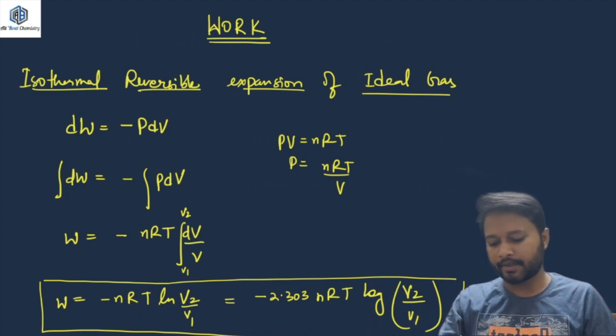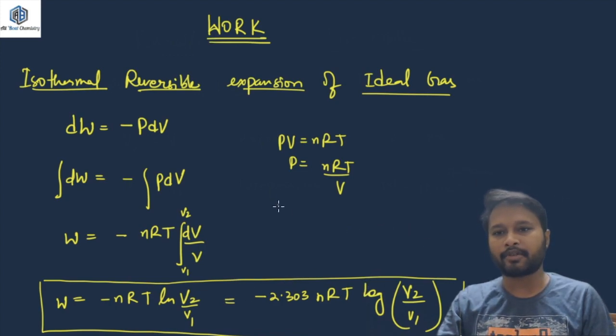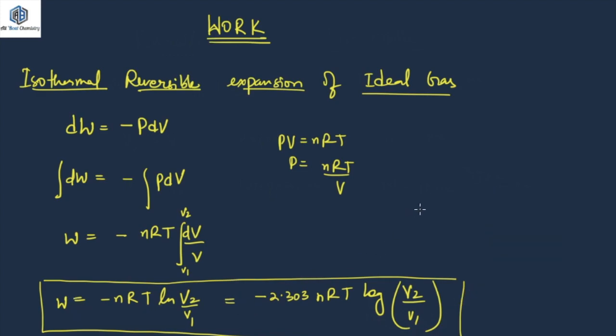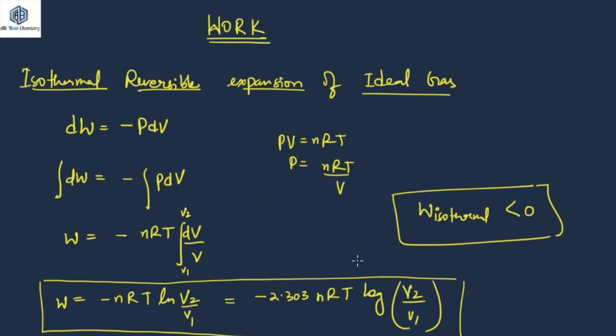One more thing: the work done in the isothermal process will always be negative, because it's an expansion, right? So V2 will be greater than V1, so obviously this whole log value is going to be positive. So overall your work will always be negative. So this is also something to remember: work done in an isothermal expansion is always negative.